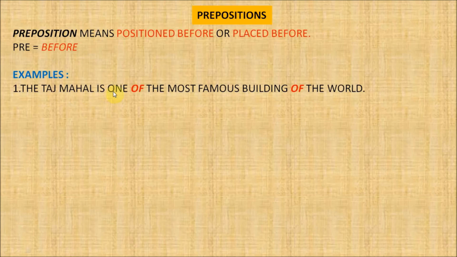The Taj Mahal is one of the most famous buildings of the world. Here, of is placed before the noun phrase the most famous buildings. It joins the word one to the noun phrase. It tells us that there are many famous buildings in the world and the Taj is one of them.